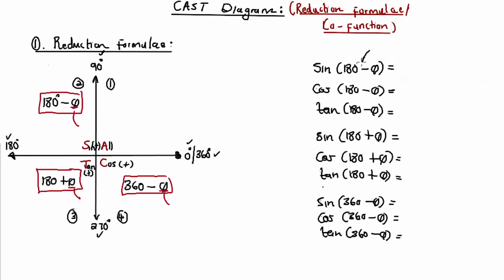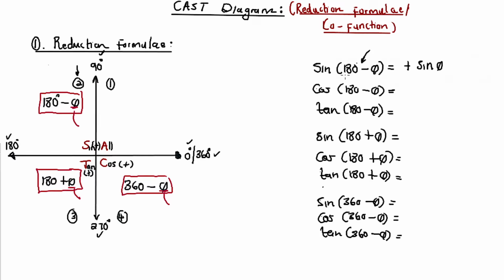180 degrees minus theta, where is this found? It's found in the second quadrant. And we know that in the second quadrant, sine is positive. So solving this formula with the sine ratio, it's going to be positive sine theta. Why positive? Let's go back to the logic we had initially.